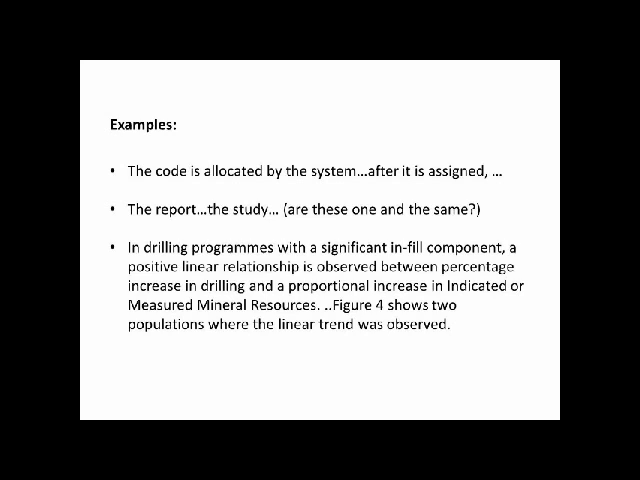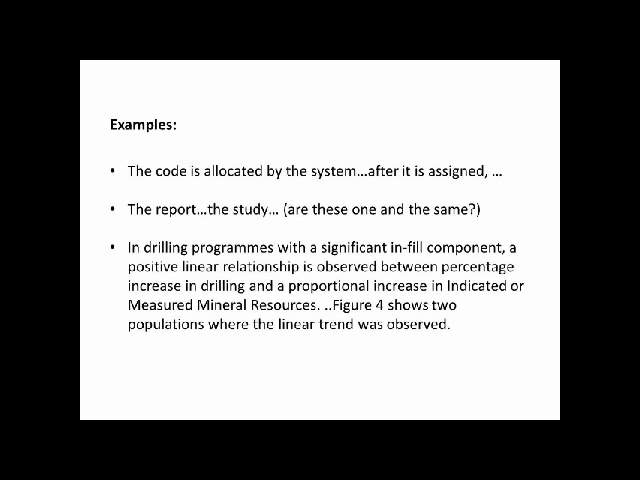The third example was one that I saw recently as well, and it talked about a positive linear relationship being observed. And then later on in another sentence it talked about two populations where the linear trend was observed. And as a careful reader I thought, the linear trend, are they still talking about the positive linear relationship? So, just to avoid your reader thinking that or worrying about it, which is getting in the way of what you're trying to communicate, your point, just stick to the same thing.